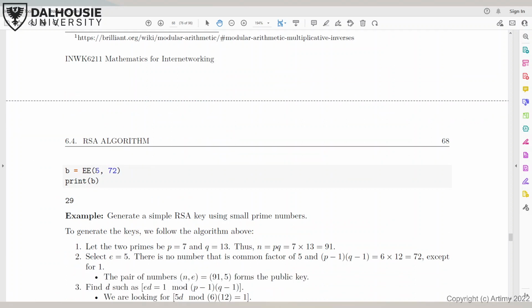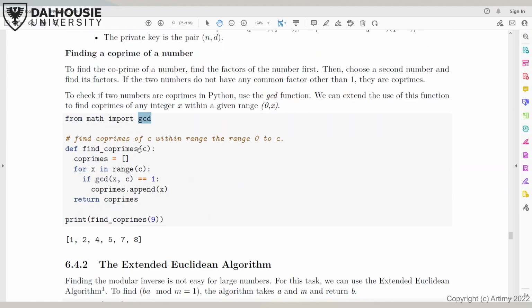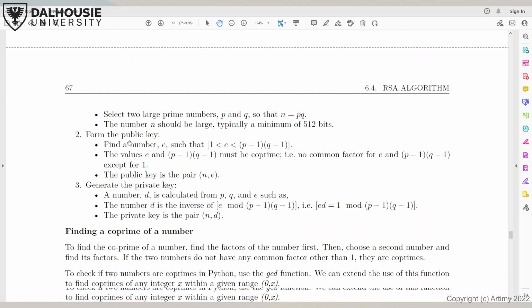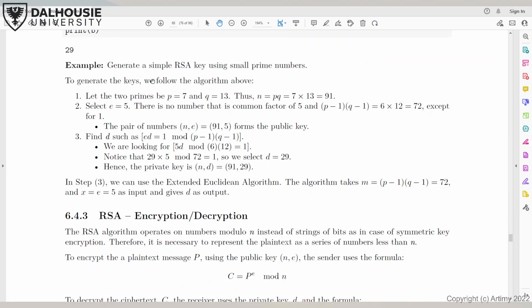So here the inverse of 5 mod 72, it's 29, right? And here is another example. I tried 5 and 11 as P and Q. Here is another example where P is 7, Q is 13, so N is 91. We selected 5 as E because it fits the conditions, and then we calculated D by trying to solve this formula, right?